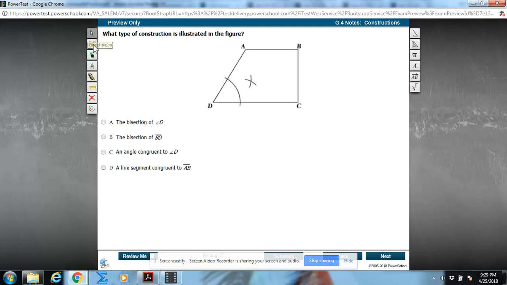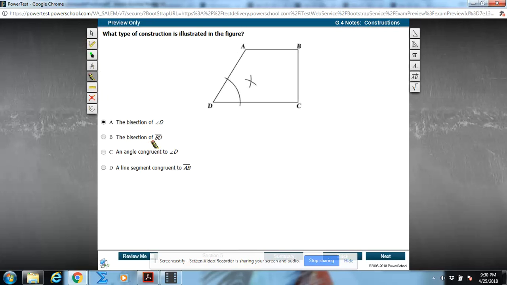If you were to use the straight edge to connect angle D to the point of intersection, would it bisect that angle? Sure would, cuts it right in half. So I think we found our answer with A. Let's go through a couple other options here just to make sure we understand.